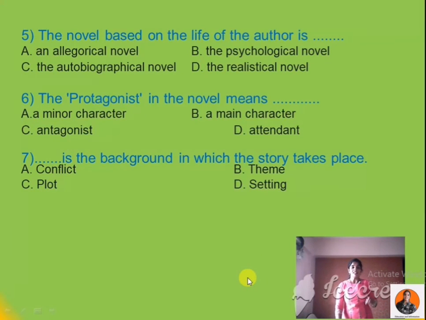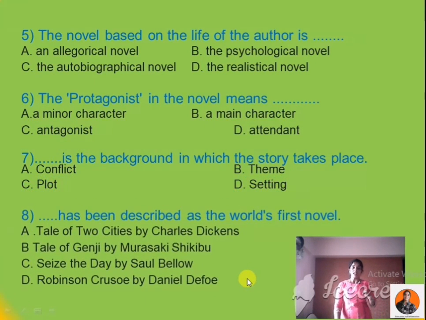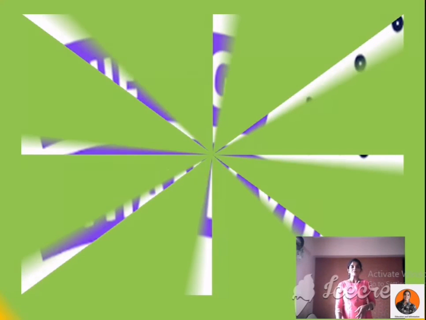And the last question based on MCQ type: blank has been described as the world's first novel. See, these are the four options given. Which is the first novel? Definitely I hope you got it, because we began with the types of the novel. This answer again I am going to tell you. The correct option is B, Tale of Genji by Murasaki Shikibu. Right? I hope you understand this section.